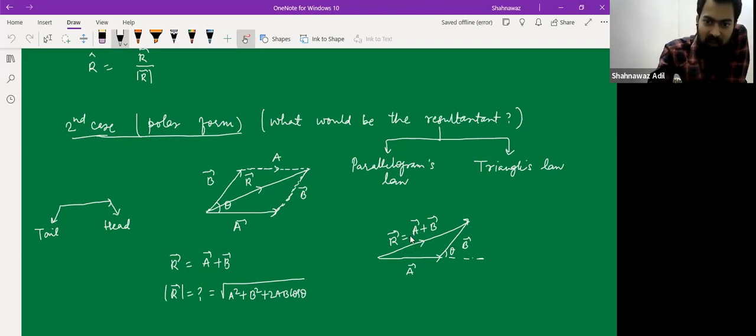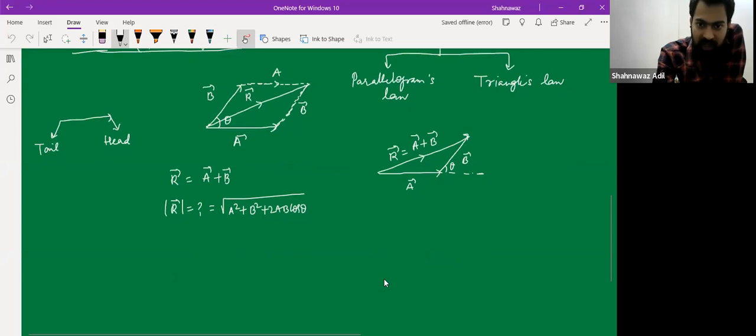Now let us calculate what would be the magnitude and the direction. This would be the direction, the angle between the resultant and vector A. So you know that if this is the vector, right?